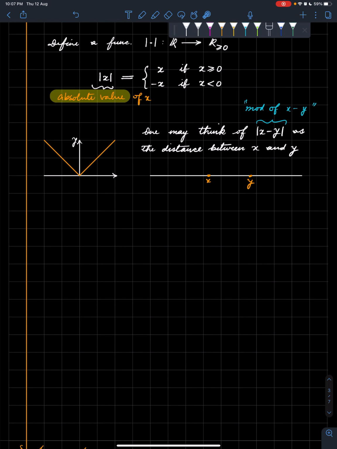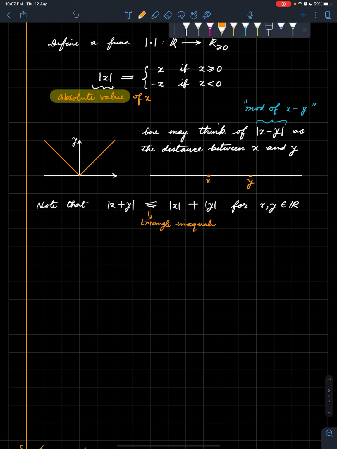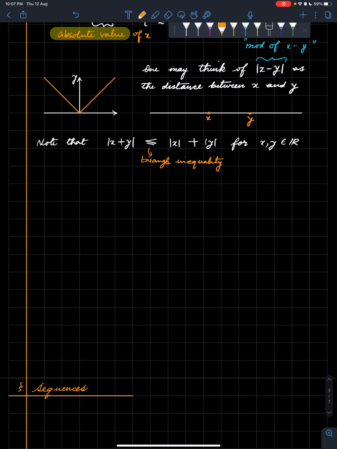Okay, one very important thing to note is that this inequality holds for all real numbers, and this is called the triangle inequality. Very easy to prove, so I leave this as an exercise.